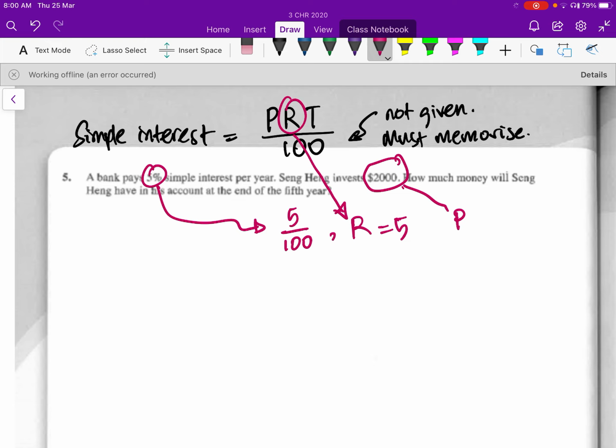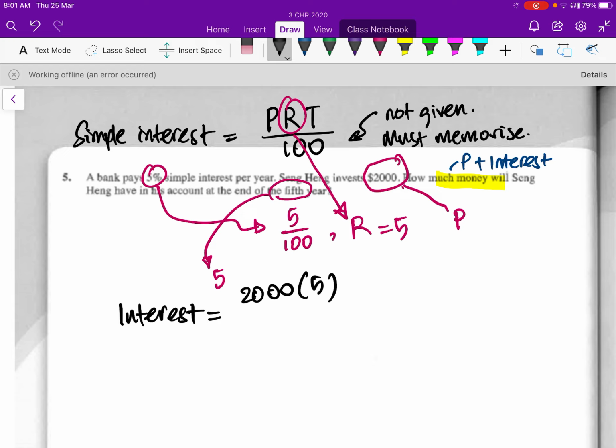Right now we are able to substitute the information back into the formula. So interest. Starting with P, P has a value of 2,000. R has a value of 5. T has a value of, shall we return here? T equals 5, the fifth year. So we have another 5. And all these divided by 100, because that is the formula.